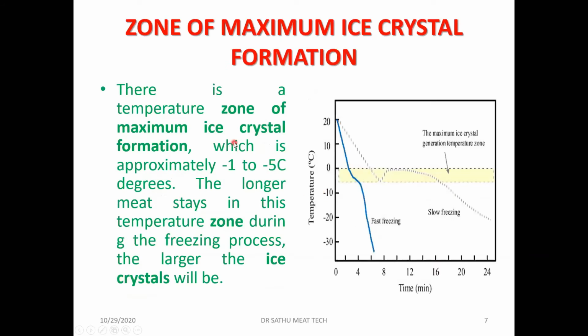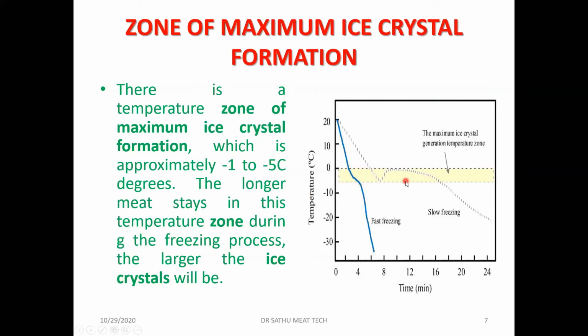Zone of maximum ice crystal formation. There is a temperature zone of maximum ice crystal formation. For most of the food, it ranges from -1 to -5 degrees centigrade. For the case of meat, it is -1.5. It is the zone or range of temperature for most of the food materials where most of the water, that is intracellular or intercellular water, will get converted into ice. So this is called the zone of maximum ice crystal formation.